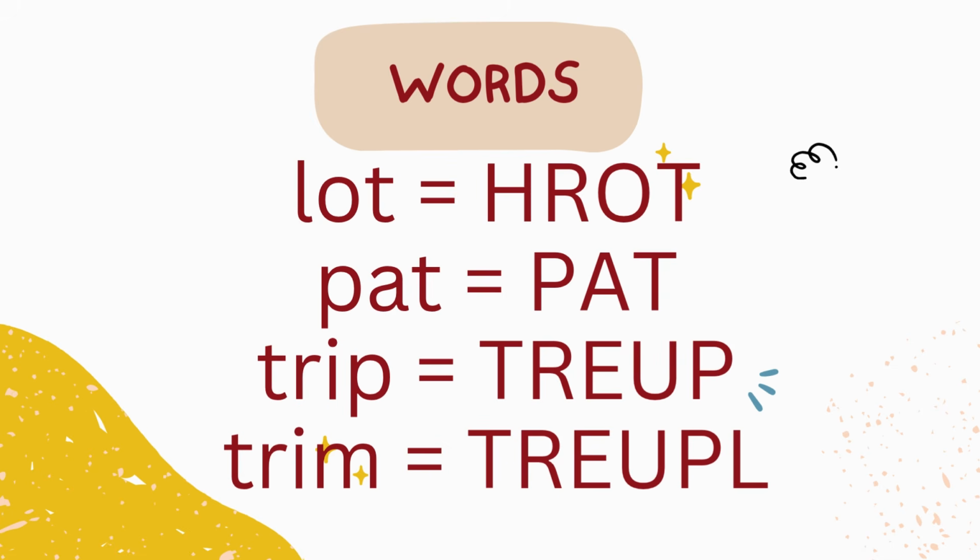Then another set of words. We have lot, pat, trip, trim. Lot: initial L, vowel O, final T. Pat: initial P, vowel A, final T. Trip: initial TR, vowel I, final P. Trim: initial TR, vowel I, final M.